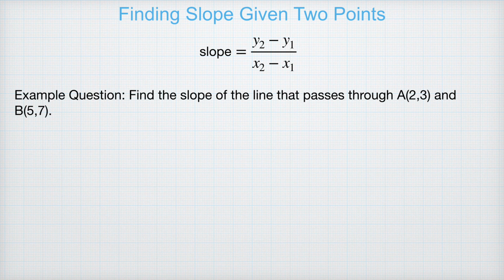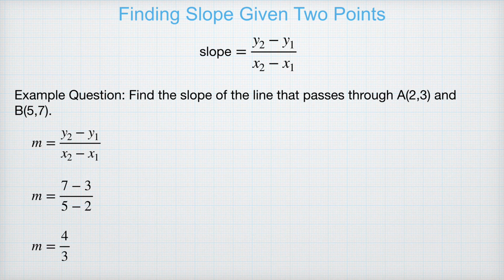Example question. Find the slope of the line that passes through point A, which is (2, 3), and B, which is (5, 7). Using the formula, we will substitute 7 for y2 and 3 for y1, and then 5 for x2 and 2 for x1, which gives us 7 minus 3 on the top line and 5 minus 2 on the bottom line. This simplified gives us a slope of 4 over 3.